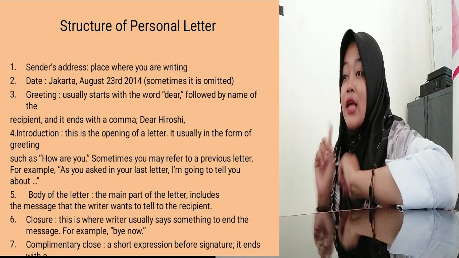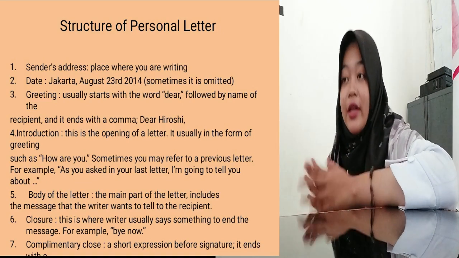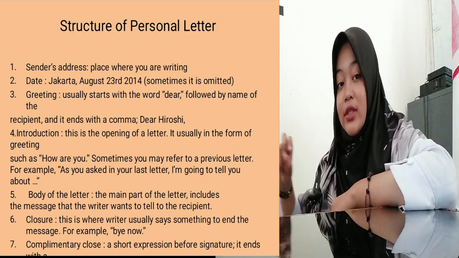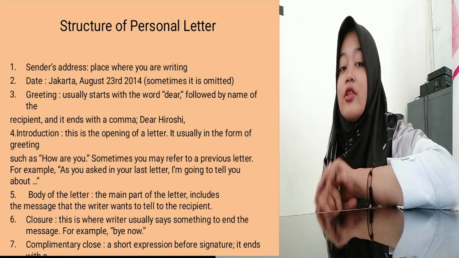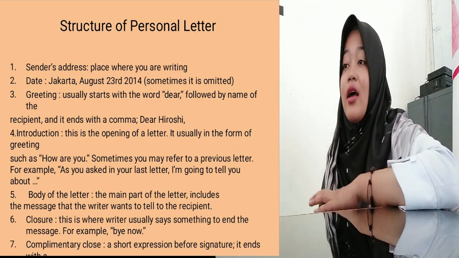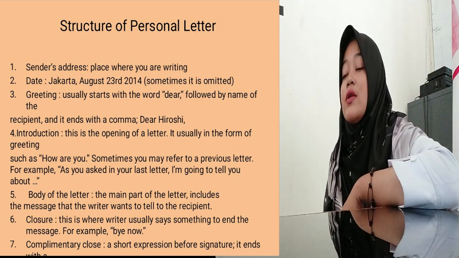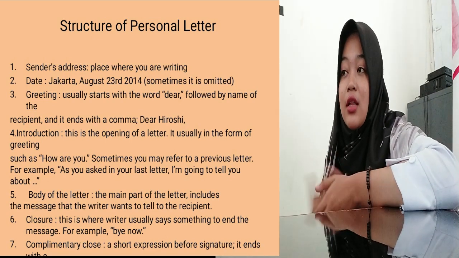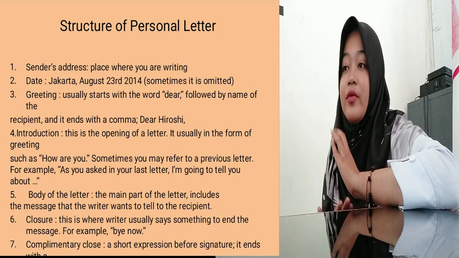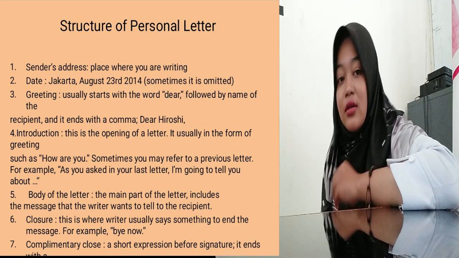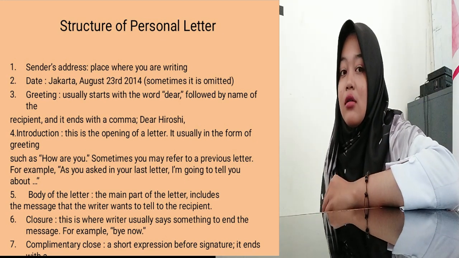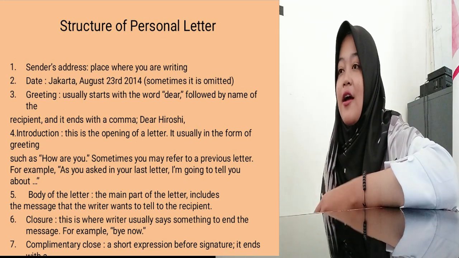The first is about sender's address. That means place where you are writing. Ini artinya siapa dia yang menulis itu dan di mana dia menuliskan surat tersebut. So the second is about date, Jakarta, August 23rd, 2014. Sometimes it is omitted by the writer. And the third is about greeting. Usually start with the word dear, my love, or maybe my friends, like that.